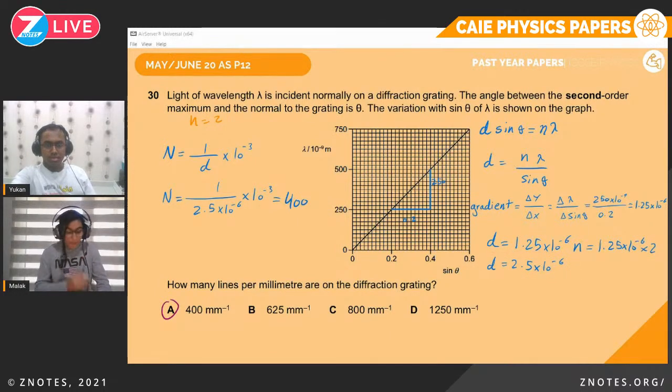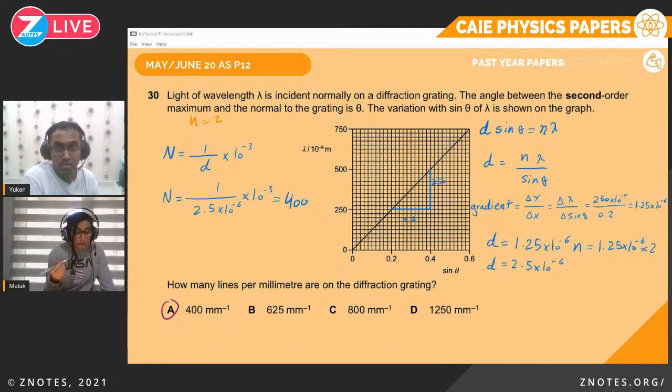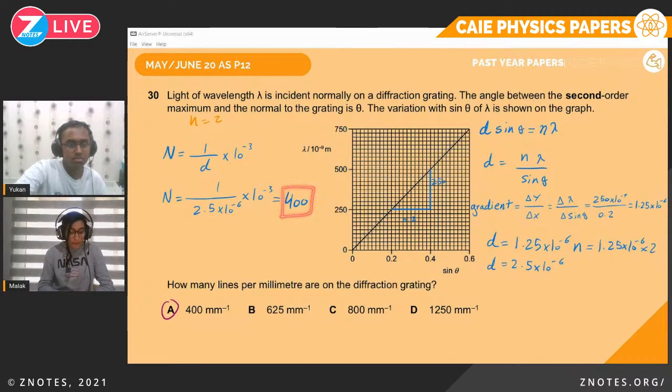Now we want to find the number of lines per millimeter on the diffraction grating, right? So now here, d is in meters. So to find the number of lines, we do 1 over d. But since we want them in millimeters, we do times 10 power minus 3. So n equals 1 over d times 10 power minus 3. And we get 400 lines per millimeter, which is A. Clear?